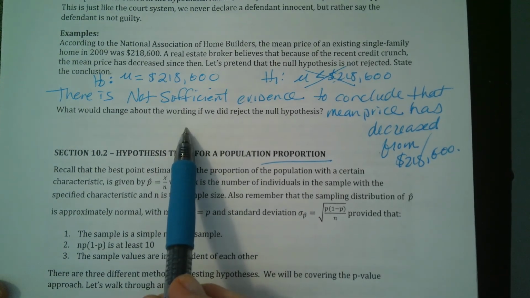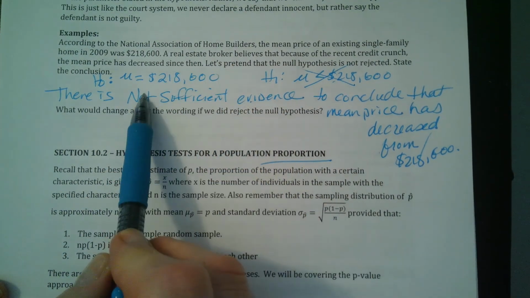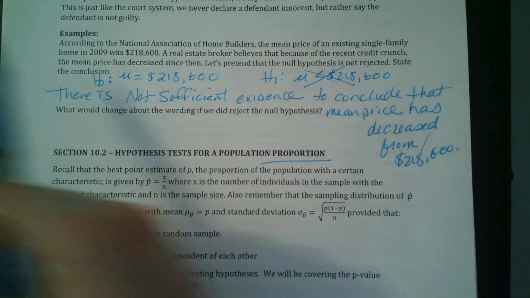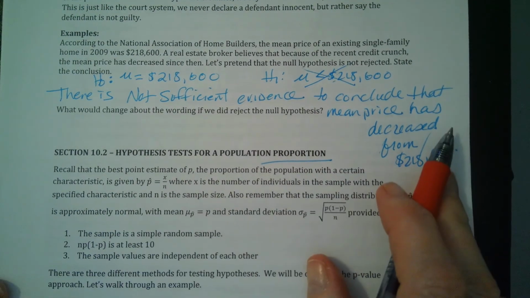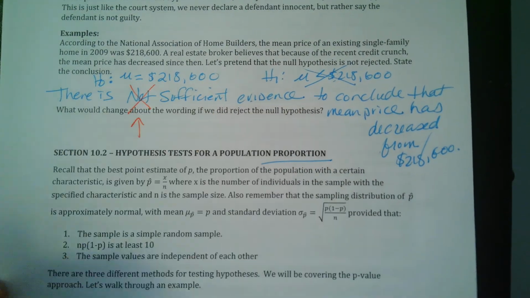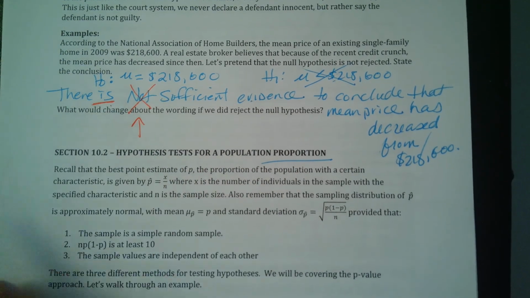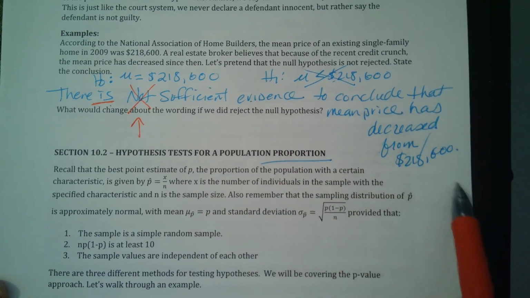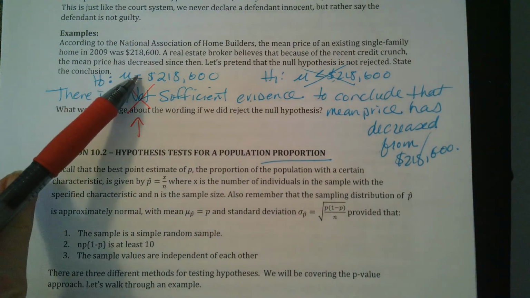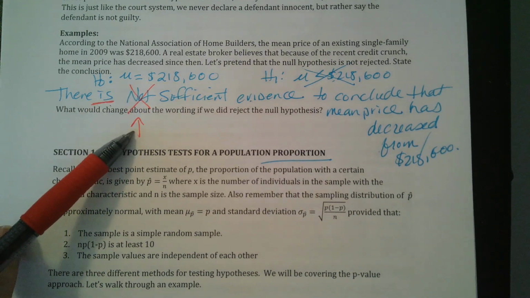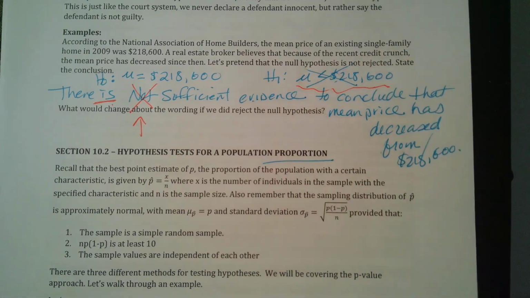So what would change about the wording if we did reject? So let's say we do reject this and we accept the alternate, or we had enough evidence to prove this otherwise. We would simply say the exact same thing, but we would just get rid of that word not. So we would state there is sufficient evidence to conclude that the mean price has decreased. So the only thing that would change is getting rid of the not. So in the first suggestion, we do not have enough evidence, and in the next one, we do have enough evidence to conclude that. Again, we're always trying to conclude this as our answer.